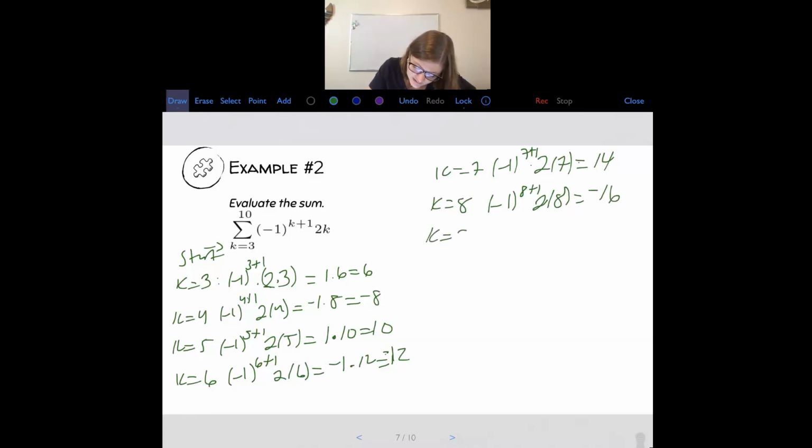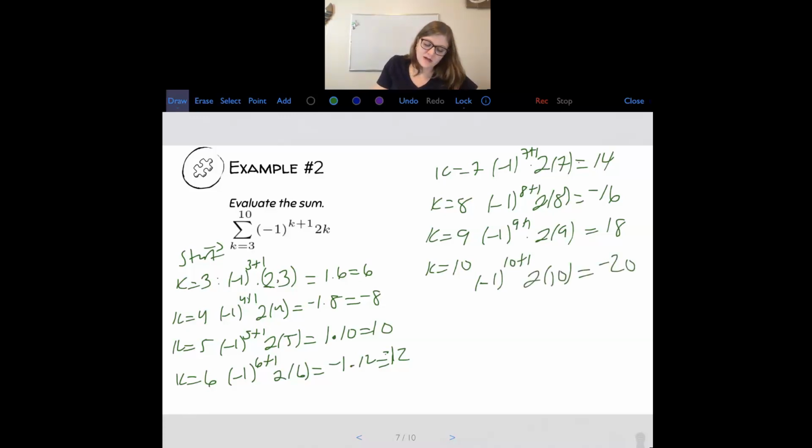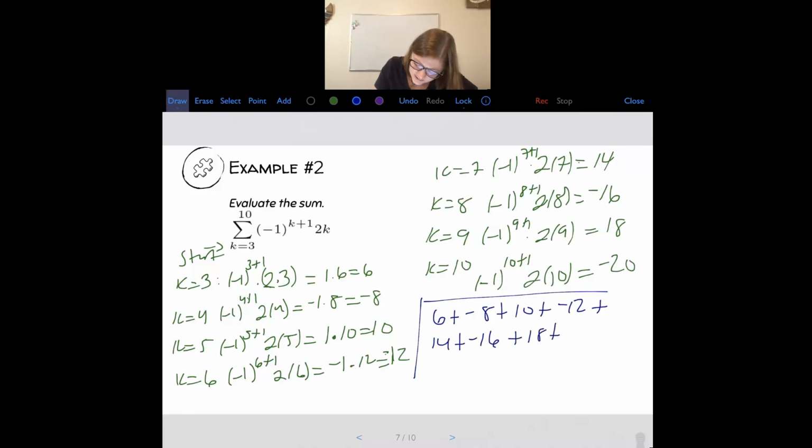Then we have k is equal to 9, -1 to the 9 plus 1, times 2 times 9. So this is 1 times 18, which is 18. And then we have k is equal to 10. So that's -1 to the 10 plus 1, 2 times 10, which gives me -20. Okay, so now we need to add all of these up. So I'm going to do that here. So we have 6 plus -8 plus 10 plus -12 plus 14 plus -16 plus 18 plus -20.